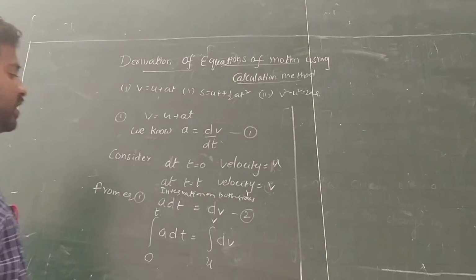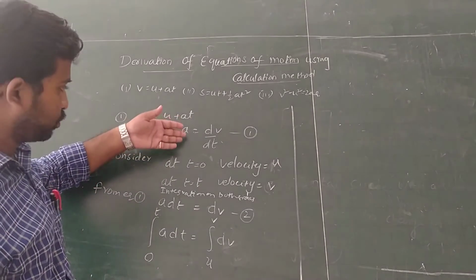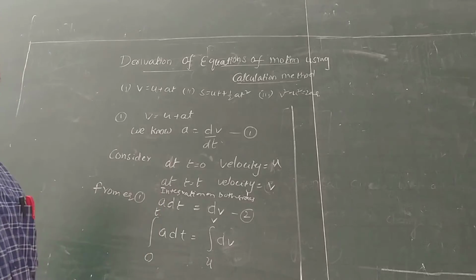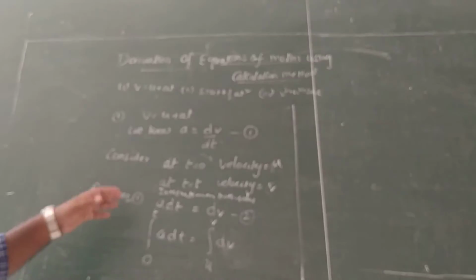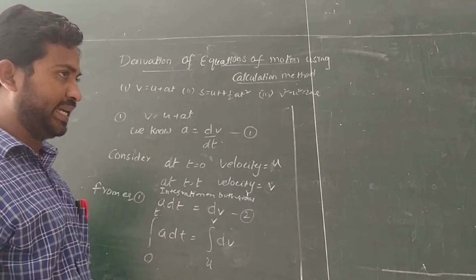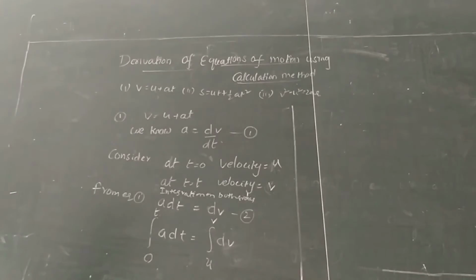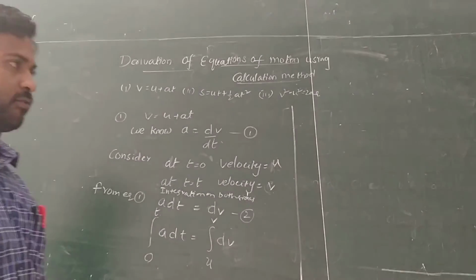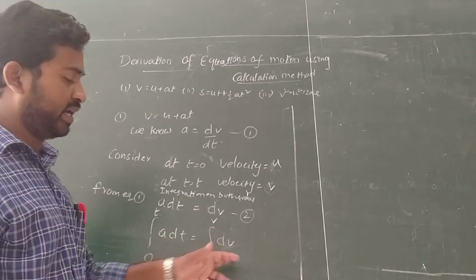So here there are different steps, right? First, how we can derive v equal to u plus at. I have taken a equal to dv by dt, and after that we integrate and take limits. Limits are very important. If you are not choosing correct limits, you won't get the correct formula. So see here, I am taking 0 to t for a dt and u to v for dv, right?